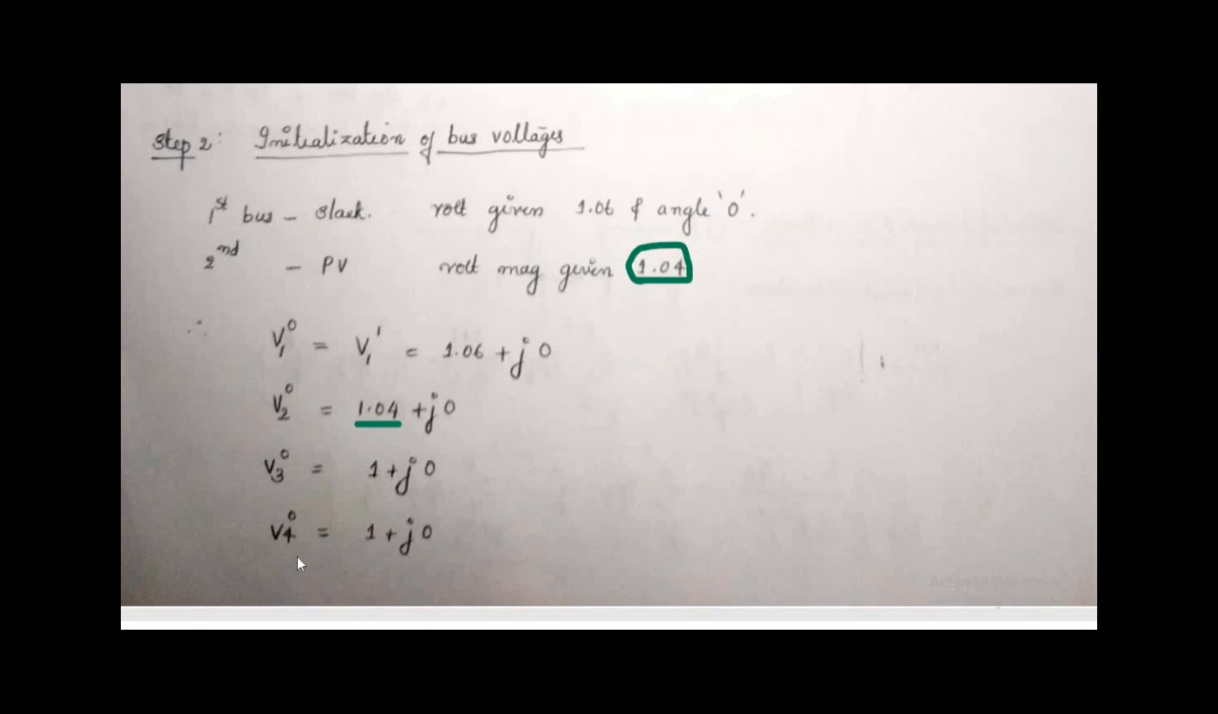Whereas for the third bus and the fourth bus, the magnitude of the voltage is not given, so you could assume it as 1. And in all the three cases, the angle is not given, so you can undoubtedly assume that the angle of the voltage is 0. So this was our second step, initialization of bus voltage.